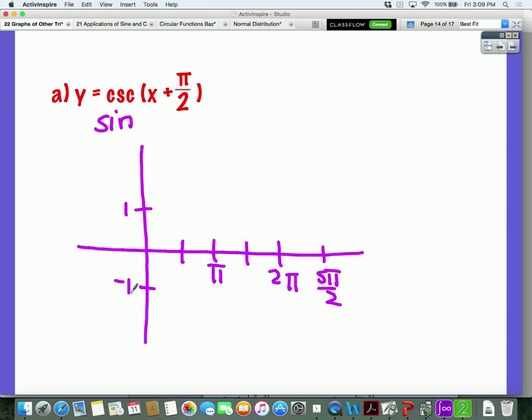So normally sine crosses the x-axis, the y-axis at 0, 0, right? But if I move over to the left, pi over 2, it's now here. This point's now here, and here, and here, and here. All I did was literally take my sine function and move it over pi over 2 units. Y'all remember what sine looked like, right? You haven't forgotten?